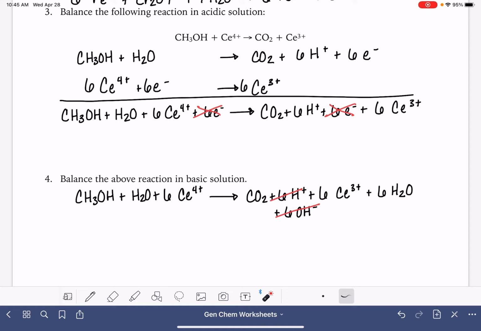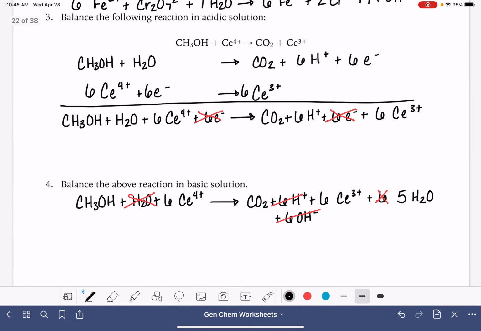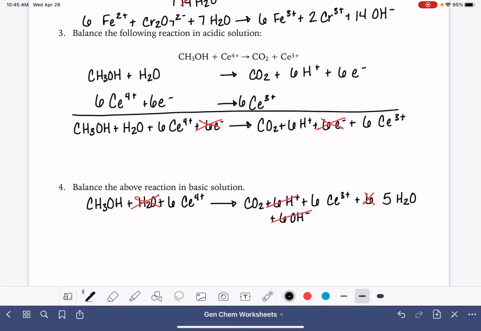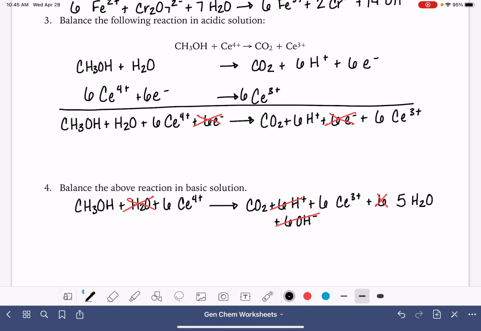And then what I'm going to do is double check to see, since I wrote a new molecule here, H2O, if I have any on the left and if it can cancel, which it can. So this is going to be changed to 5 H2O. We're going to cancel one water molecule from each side of the equation. Ooh, you know what I did? I messed this one up. I made a mistake. I made a fatal error.